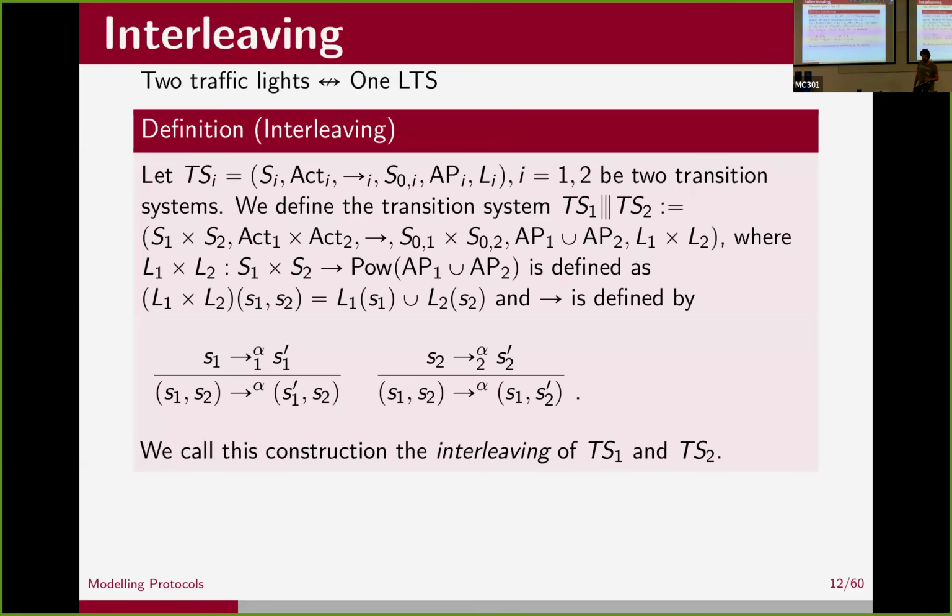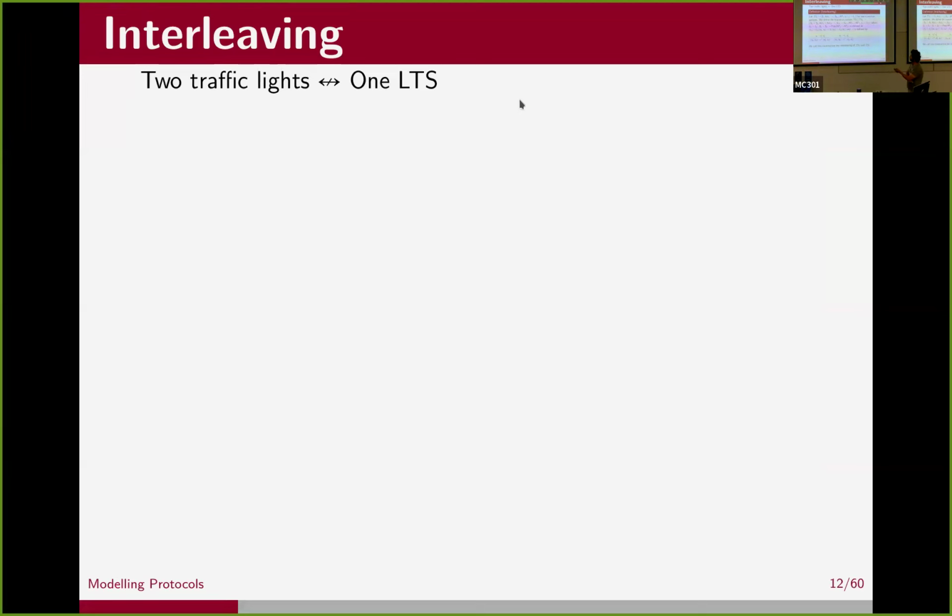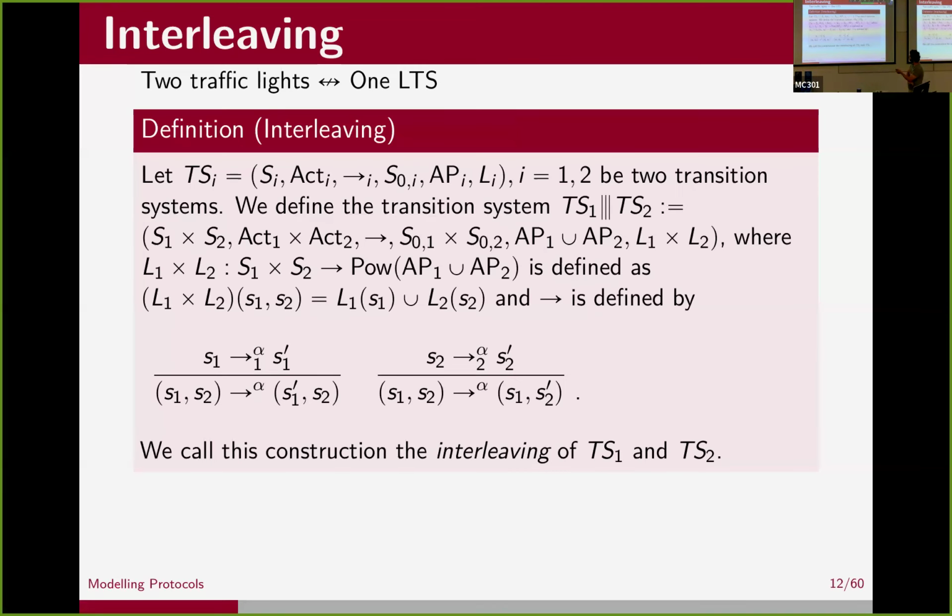The first one is called an interleaving. And again, let's walk through this big definition. Sorry, I pressed the wrong button here. So let's say we have two transition systems, TS1 and TS2, and we just index all the individual sets of them. Then we can define a new transition system, TS1, and this triple parallel line, we will just pronounce it interleaving, TS1 interleaved with TS2. And we define it just by building the big new transition system.